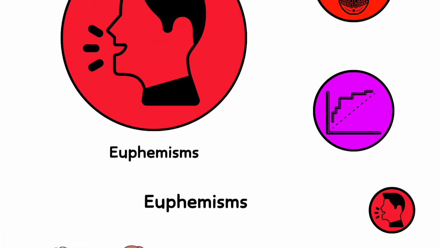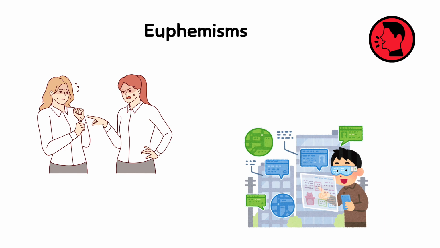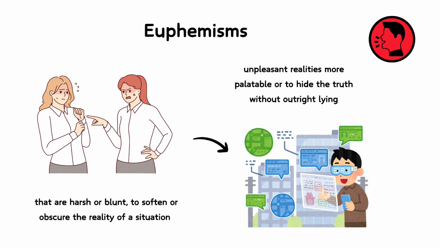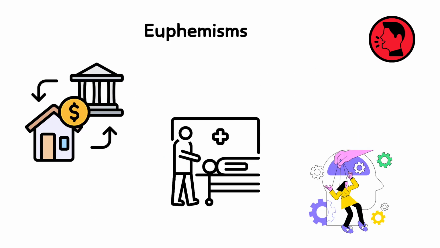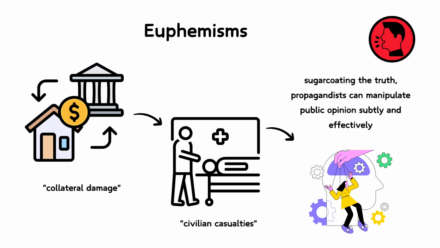Euphemisms. Euphemisms are mild or indirect words used in place of ones that are harsh or blunt, to soften or obscure the reality of a situation. This technique is used to make unpleasant realities more palatable or to hide the truth without outright lying. For example, saying collateral damage instead of civilian casualties in wartime reporting. Euphemisms can desensitize us to reality and enable us to accept what we might otherwise find unacceptable. By sugarcoating the truth, propagandists can manipulate public opinion subtly and effectively.